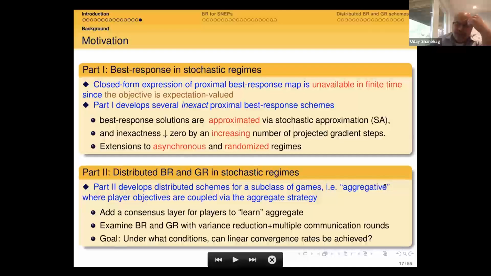So this work aligns a bit with the work that Lacra has done, though we look at a more restrictive class of games called aggregative games. In this case, our goal is really under what conditions on communication and variance reduction can you achieve linear rates of convergence. So we're trying to see what are the requirements that allow us to recover the fastest possible rates.